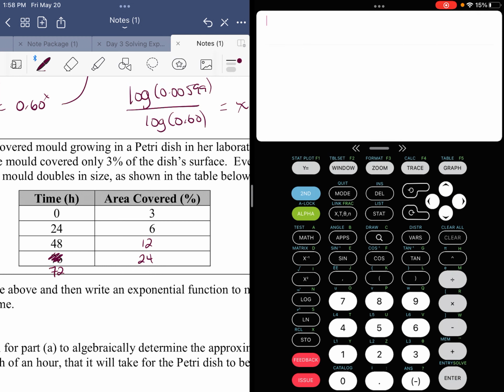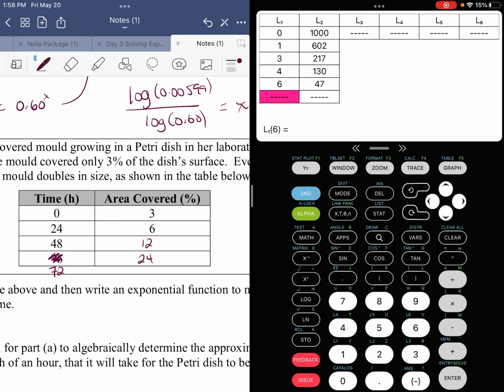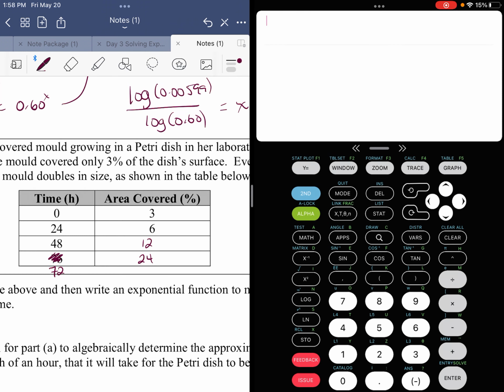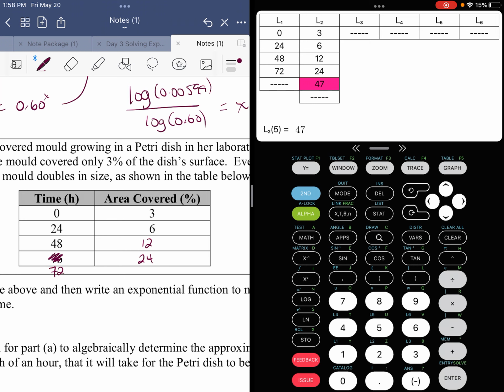So we need to input this information in our calculator. So we're going to go to Stat and then Edit, hit Enter. And we need to clear our lists here, or just type over it. So 0, and then 24, 48, 72. And this one we don't need, so you can hit delete and it'll clear it. Okay. And in the second list, we're going to go 3%, 6%, 12%, 24%. We don't need this one, so delete that. All right, so we've got our L1, L2.